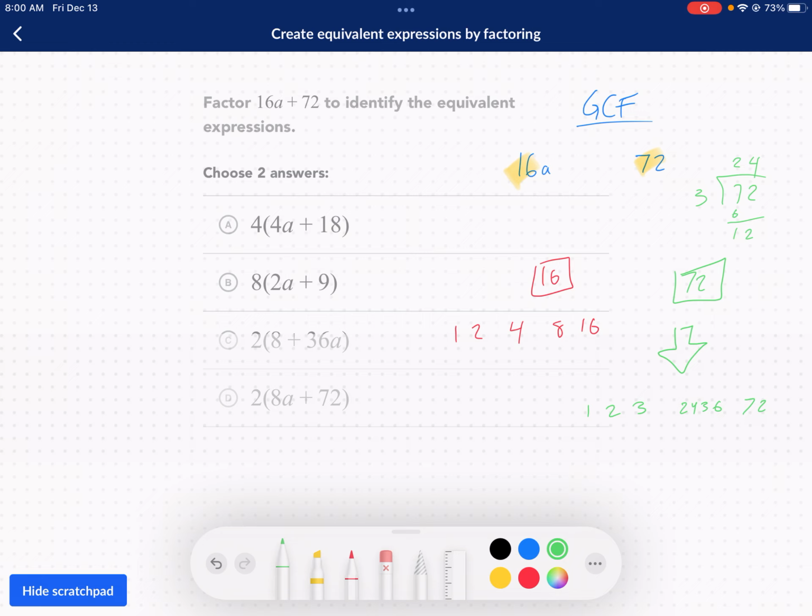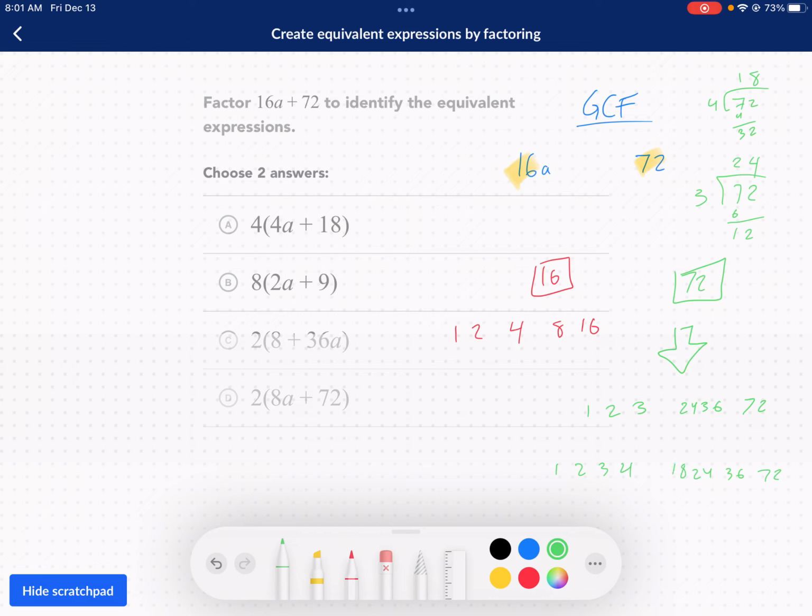I'm running out of space already. So let me rewrite it. 1, 2, 3, 72, 36, 24. 4, I'm not sure if it's divisible by 4. Let's go ahead and find out. So it goes in 1 time. That's 4, 3, 2, and that goes, yep, 18. So 4 and 18. We're getting close to the middle here.